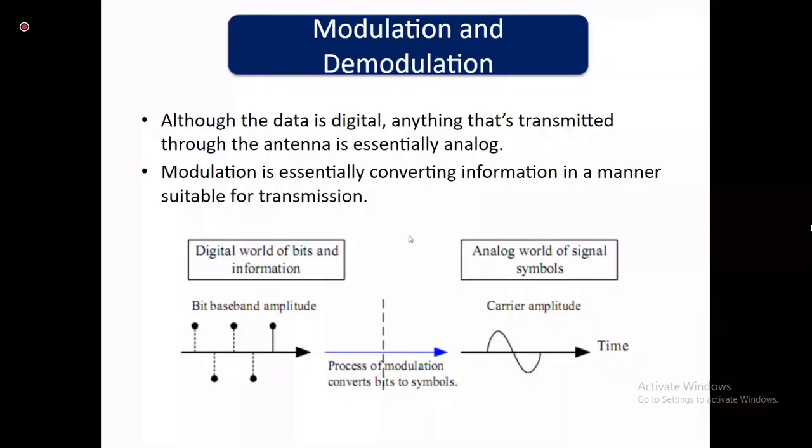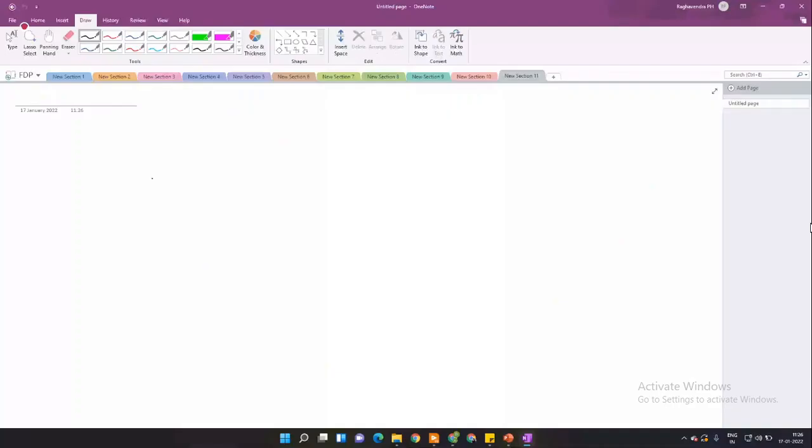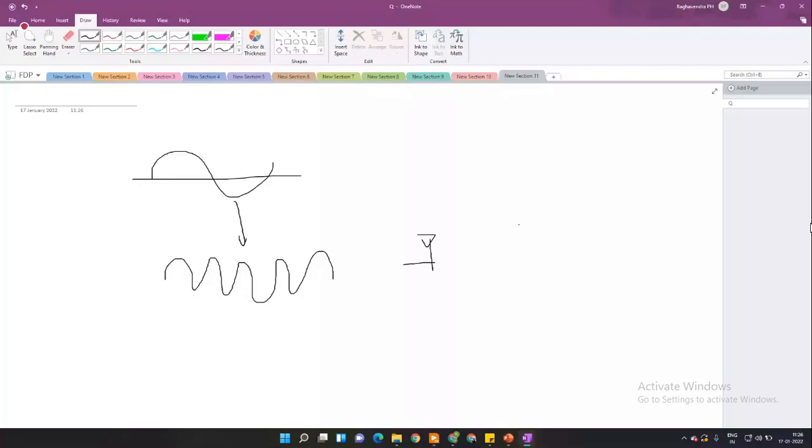Now, although the data itself is digital, whatever is transmitted has to be analog. So modulation, you would find this probably in most textbooks, is essentially converting information in a manner suitable for transmission. In analog modulation, you would have been used to the concept where you send a signal like this. Modulation is changing the characteristic of a carrier signal, which looks something like this, using a message signal to ensure that it is transmittable over a wireless scenario. The reasons you would know: antenna length, distance of transmission, interference. So this is what most textbooks say, and it is correct.